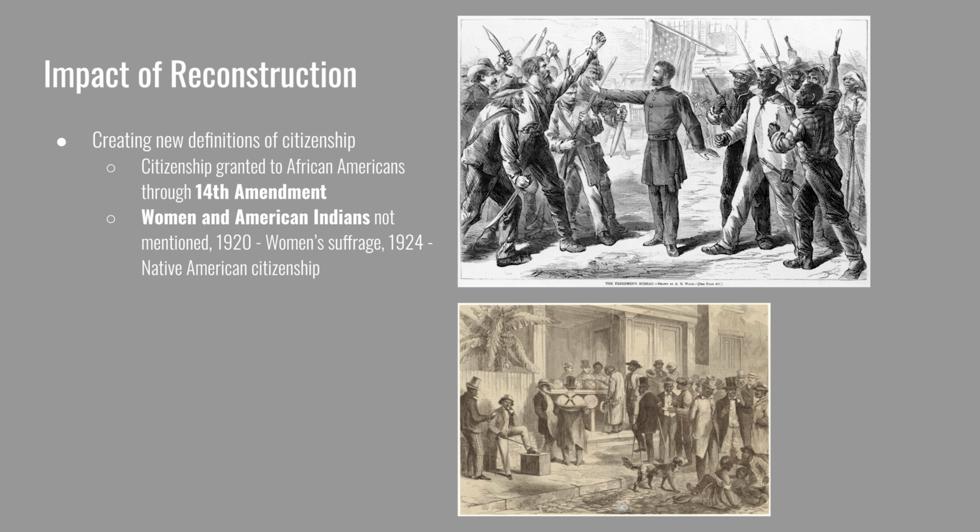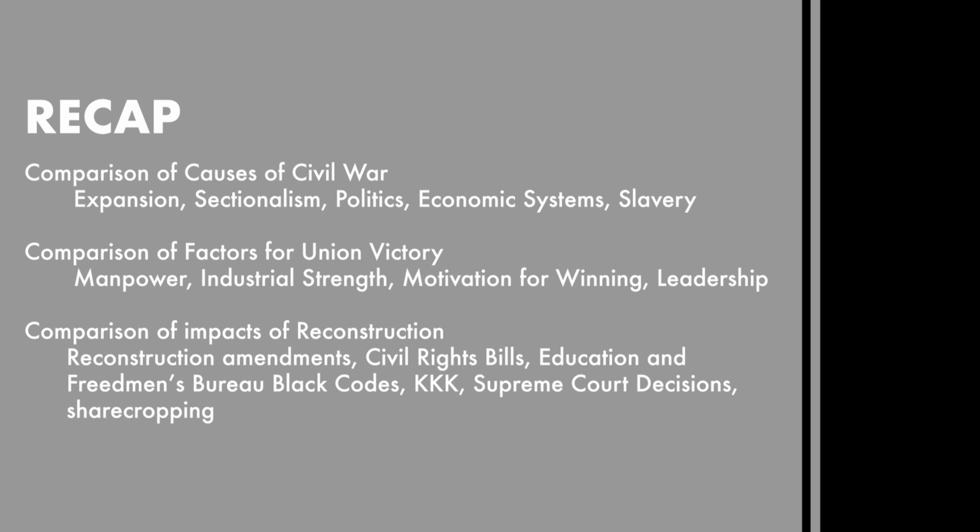Alright, and finally a recap. The historical thinking skill in this topic is comparison, and so there is an extra emphasis on that throughout. For comparison of the causes of the Civil War, the key concept included expansion, sectionalism, politics, the economic systems of the North and the South, but really, slavery is the big cause. It touches all of the other causes, and it's at the center of them. It's in the debate of expansion, the debate over sectionalism, politics, economic systems. Slavery is always at the center.